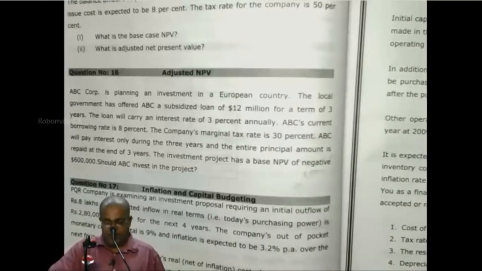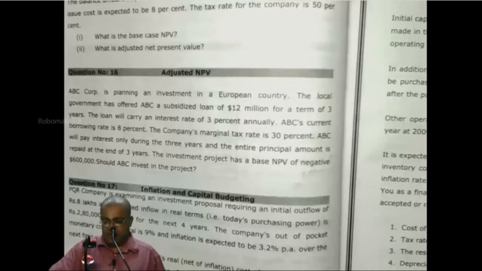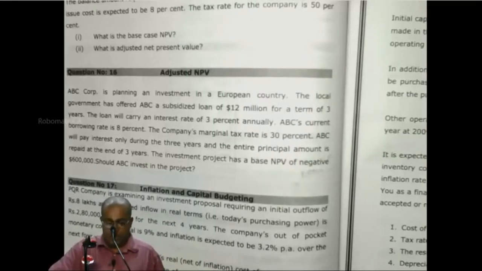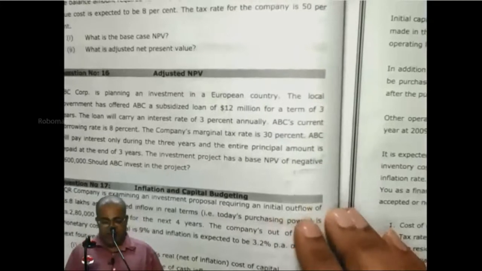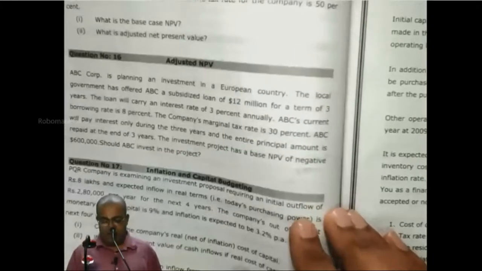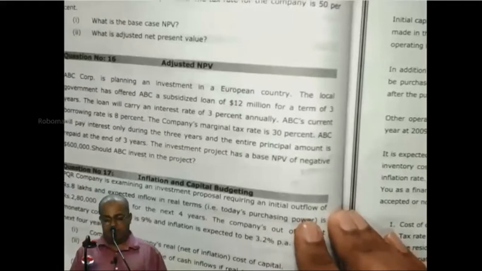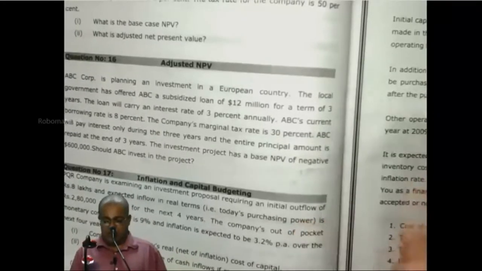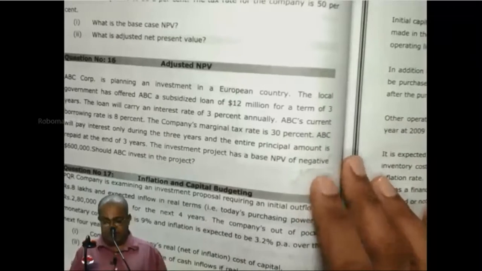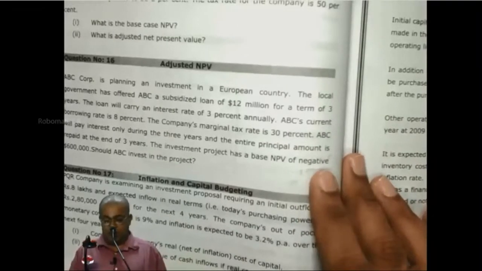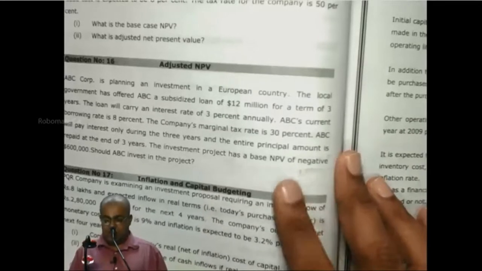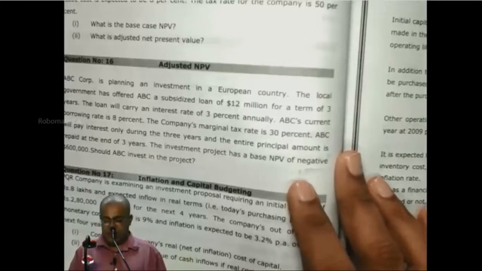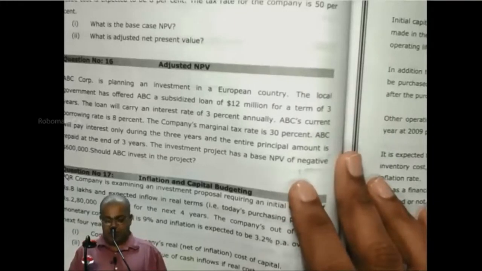ABC Corporation is planning an investment in a European country. The local government has offered ABC a subsidized loan of $12 million for a term of 3 years. The loan will carry an interest rate of 3% annually. ABC's current borrowing rate is 8%. The company's marginal tax rate is 30%. ABC will pay interest only during the 3 years and the entire principal is repaid at the end of 3 years. The investment project has a base NPV of negative $6 lakh. Should ABC invest in the project is the issue.